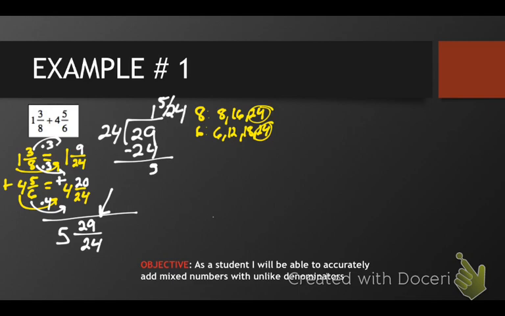However, that is not your answer, because you need to remember about this 5 down here. That's a whole number, and so is this 1. You need to add those 2 together. That gives us a 6 and 5/24.